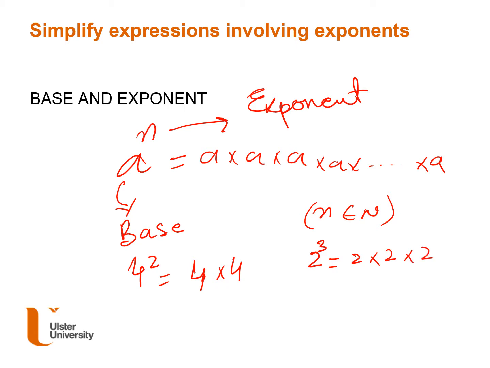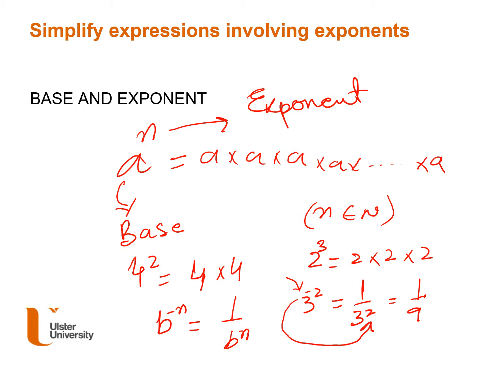In terms of negative exponents, they are defined as: if we have b to the power minus n, it would be 1 over b to the power n. Or if we have 3 to the power minus 2, it would be written as 1 over 3 to the power 2, that is equal to 1 over 9. Remember, if we have 3 to the power minus 2, the minus gets converted to plus in the denominator.